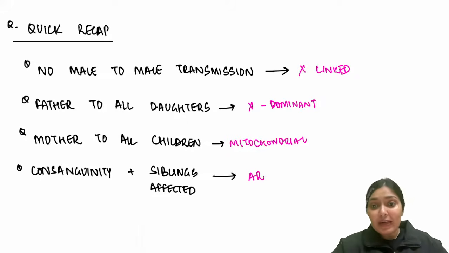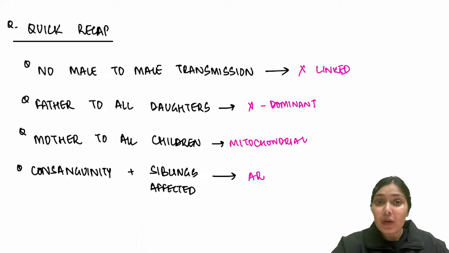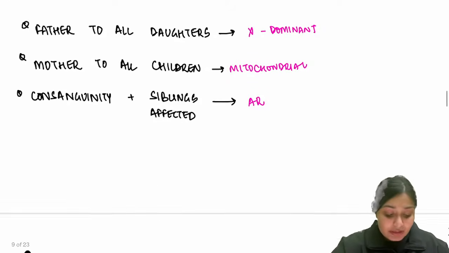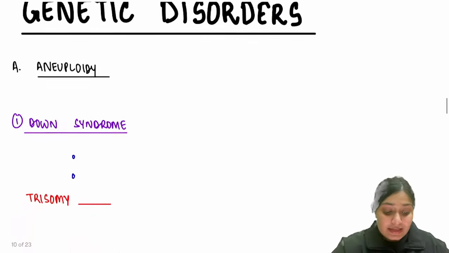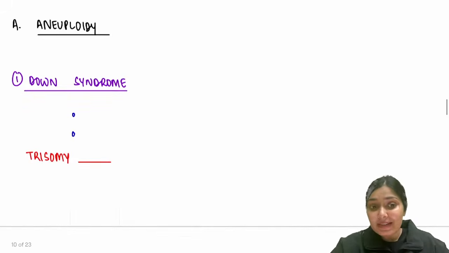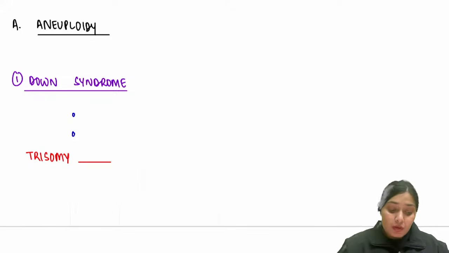With this background, now you know about the types of genetic disorders and pedigree analysis. Now let's move down to genetic disorders per se. The first genetic disorder that we are going to discuss is a defect in the chromosome number, that is aneuploidy. The most common aneuploidy that we have is Down syndrome. So remember, we all have 23 pairs of chromosomes.